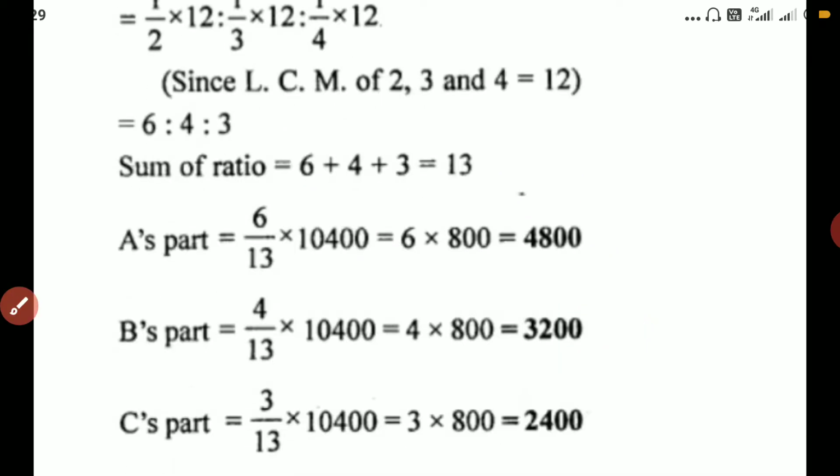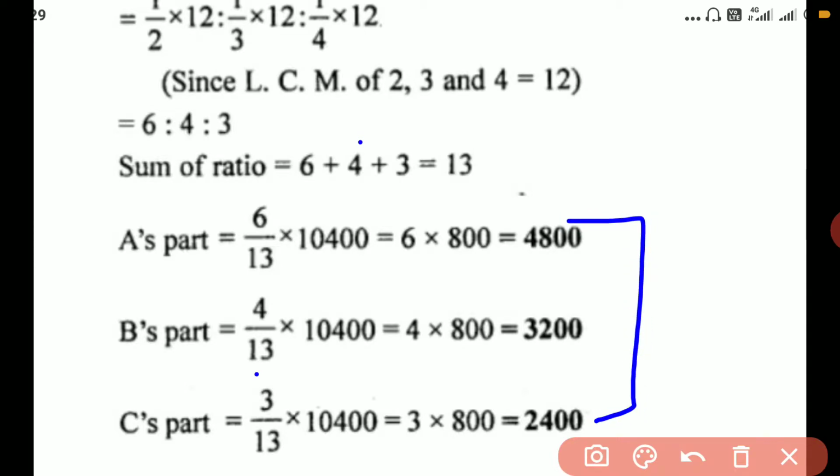Similarly, B's part will be 4 upon 13, multiplied by the amount, that is 10,400. Again the same cancellation, hence 4 into 800 will give me 3,200. And the last one, 3 upon 13 multiplied by 10,400. Again the same cancellation here, and I should get 3 into 800, that is 2,400. If you want to cross check, please add all this and it should come up to 10,400.